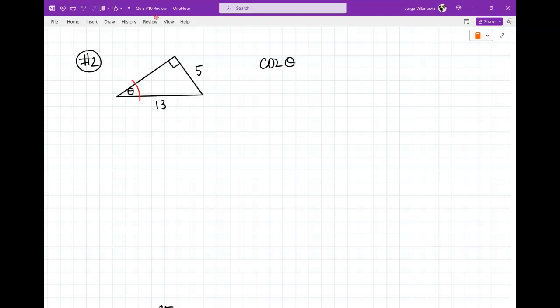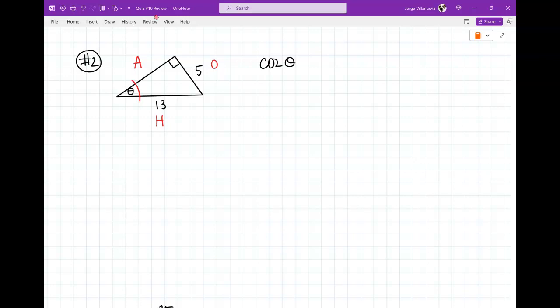Okay, so let's start labeling stuff. So let's see. 13, that's my hypotenuse. What's 5? That's actually my opposite. Yeah, it's actually my opposite. This would be adjacent.